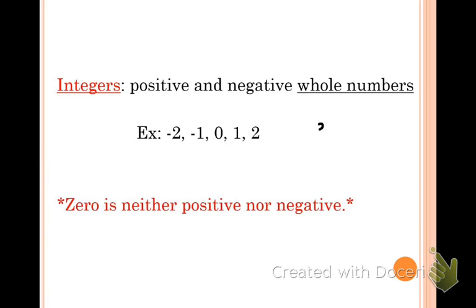So, would this be an integer? No, why not? It's a fraction. That's a fraction. It's not a whole number. That's only a part of a number, okay? So, some examples I've given to you: -2, -1, 0, 1, and 2.